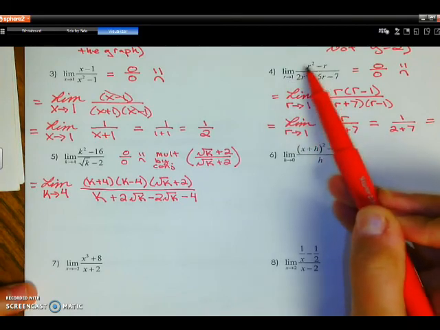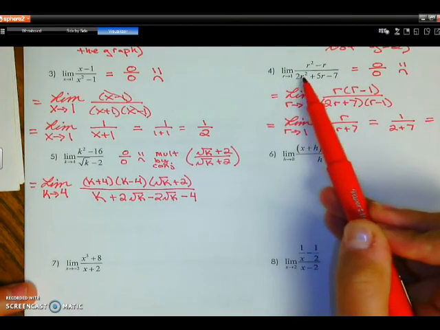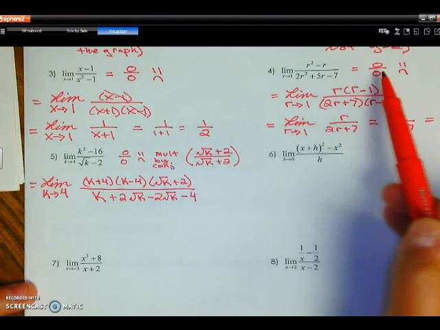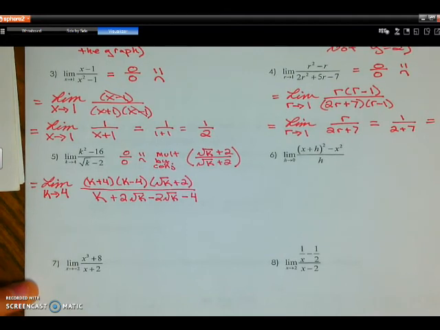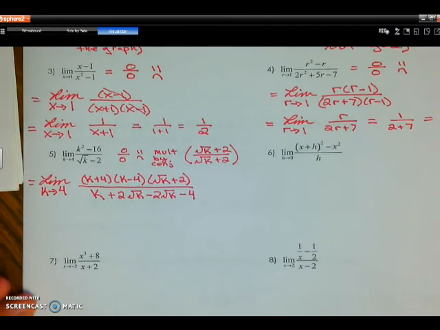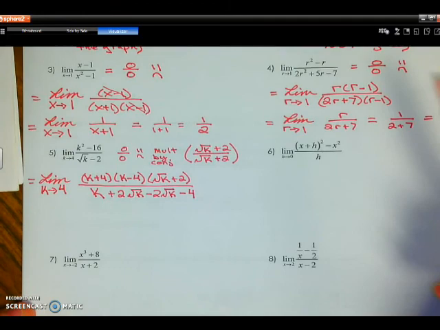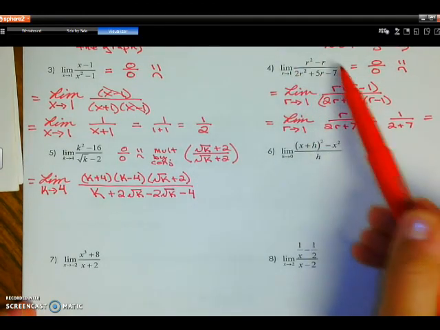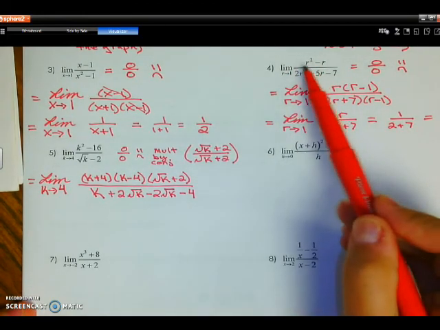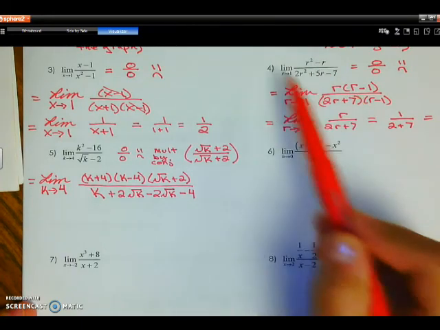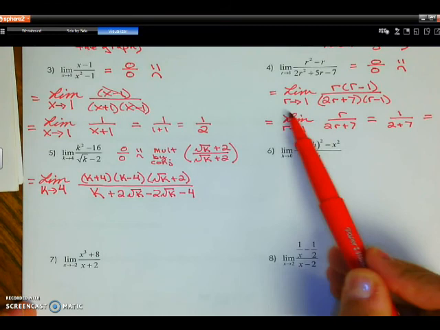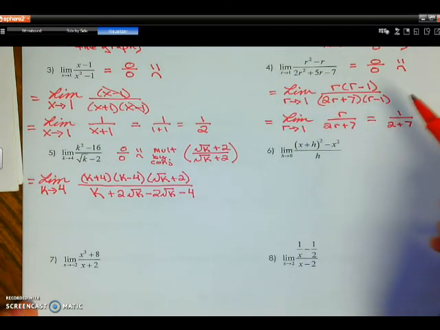When I plug in 1, I get 1 minus 1, that's 0. Oh, I get 2 plus 5 minus 7, that's 0, so I get 0 over 0. And again, I'm so sad about that because I just wish direct substitution would work every time. But I guess I'd be out of a job if that was the case. So we take a look then back at the original. I say, all right, what can I do to that? Well, I see that there's a GCF that I can take out of that numerator, so I just rewrote the numerator. And again, I still wrote the limit as r approaches 1. And again, I don't care what variable you use.